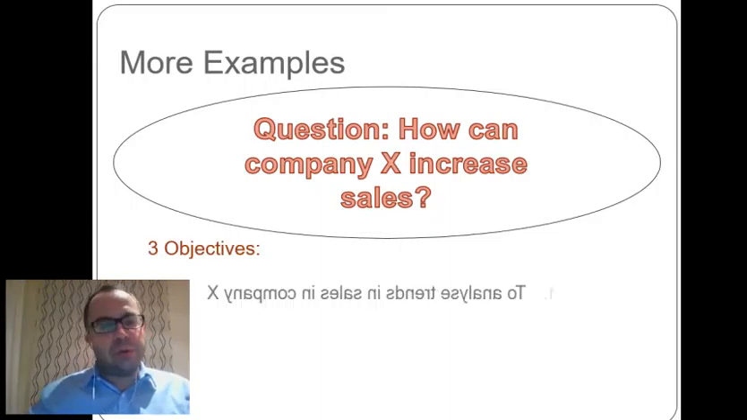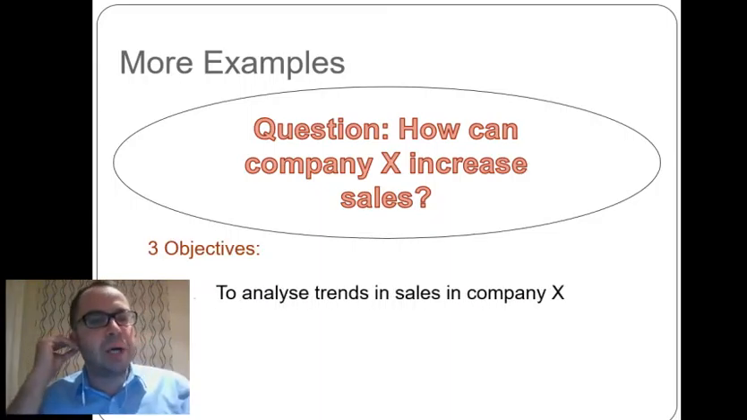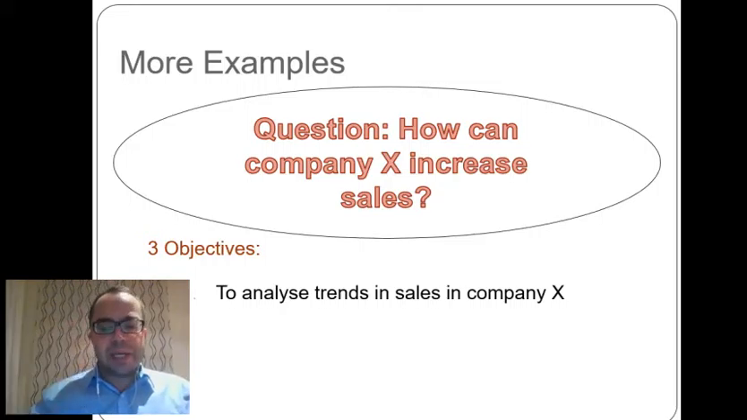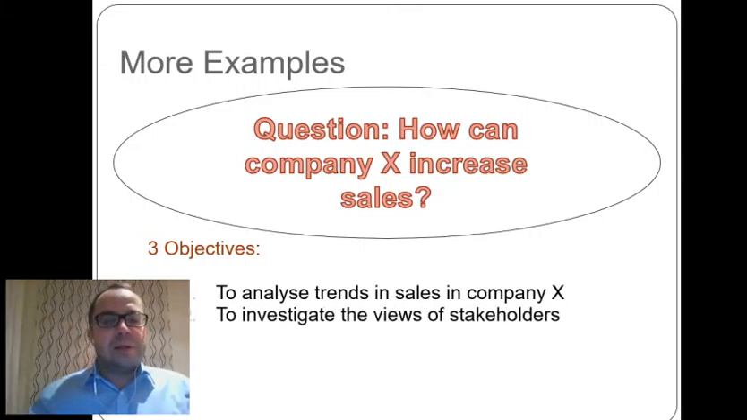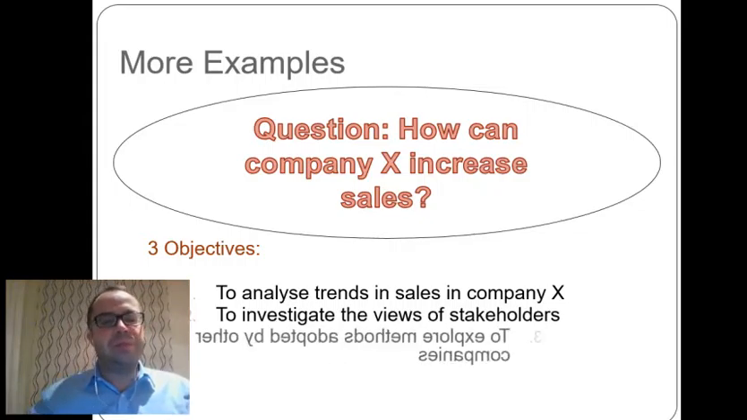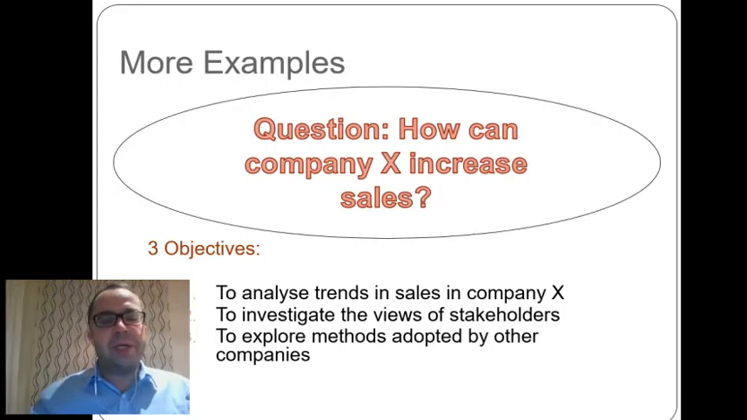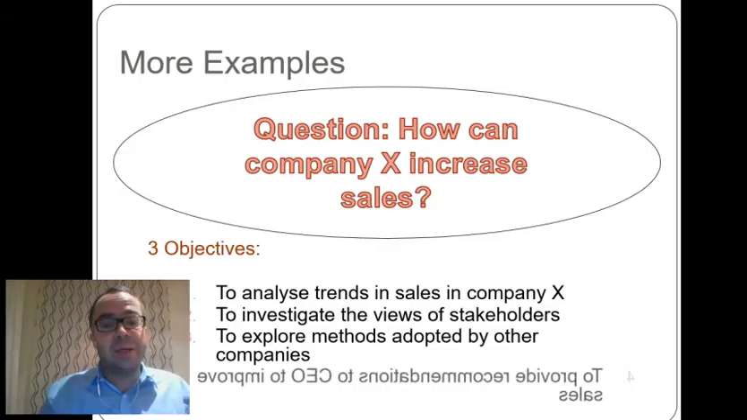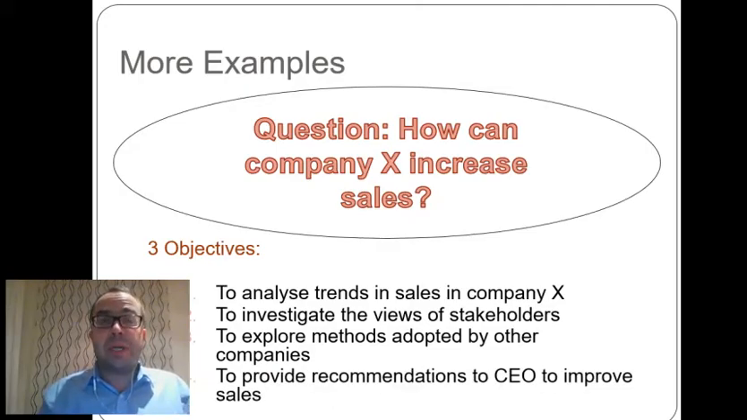You may wish to formulate three objectives. Objective number 1, to analyze the trends in sales in company X. Objective number 2, to investigate the views of stakeholders. Objective number 3, to explore methods which are adopted by other companies to increase sales. Maybe you find out something interesting for your company X. And finally, perhaps you can have a supplementary objective to provide recommendations to the Chief Executive Officer to improve sales.